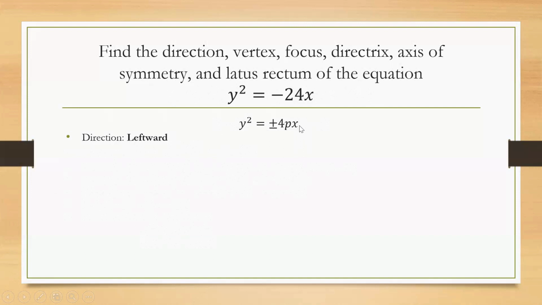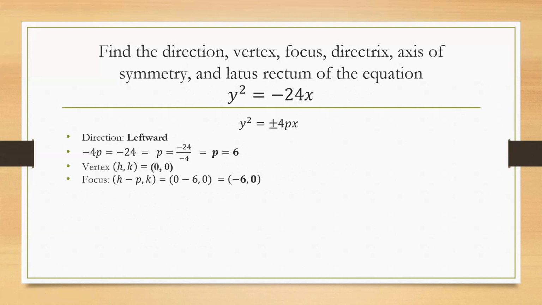And now we have to find p. So simply equate -4p to -24, and then divide -4 to both sides of the equation to get p equals 6. Now for the vertex. So as I have mentioned, this equation is an equation wherein the vertex is at the origin. So that means the coordinates will be 0 and 0.